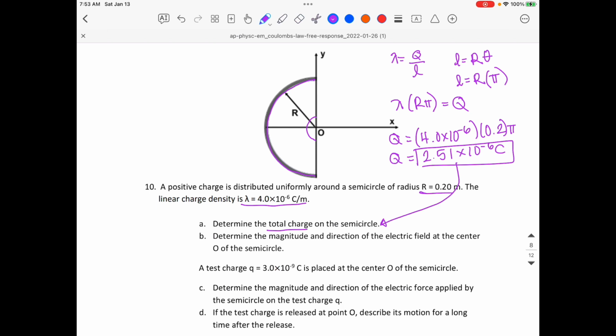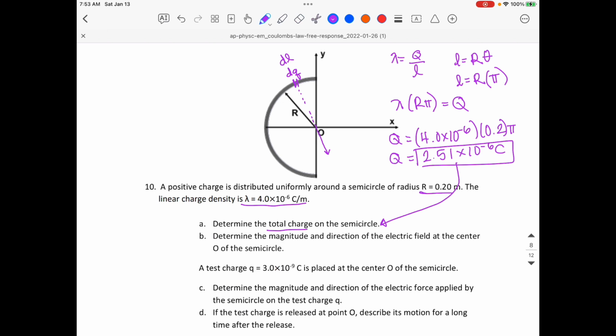For part B, we need to determine the magnitude and direction of the electric field at the center of the semicircle. So the way we do these problems, as always, is we start by taking a small piece of the semicircle, and that would be dq. We can call that small piece dl as well. And then we see how that charge, it says it's a positive charge, is going to look if it is at the origin. In this case, it goes out of the positive charge, and it's going to look something like this.